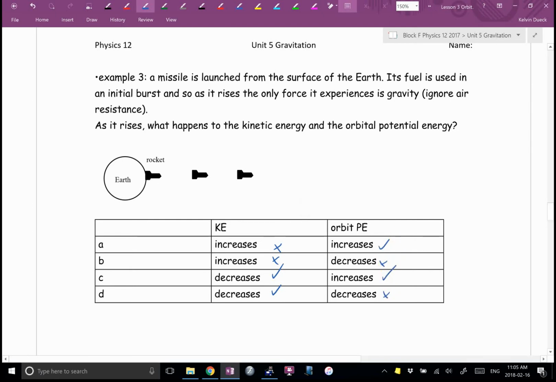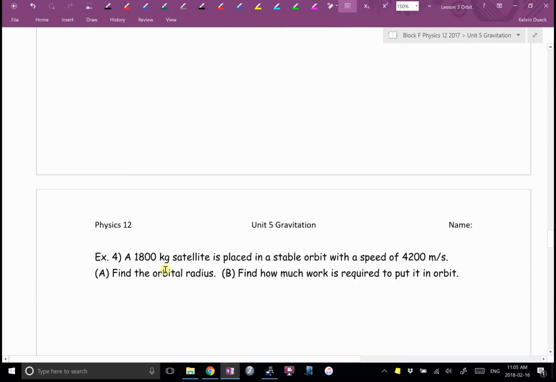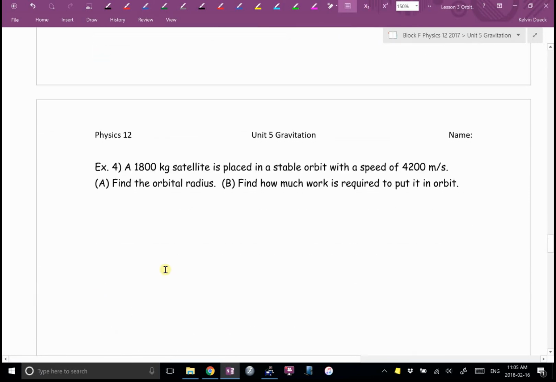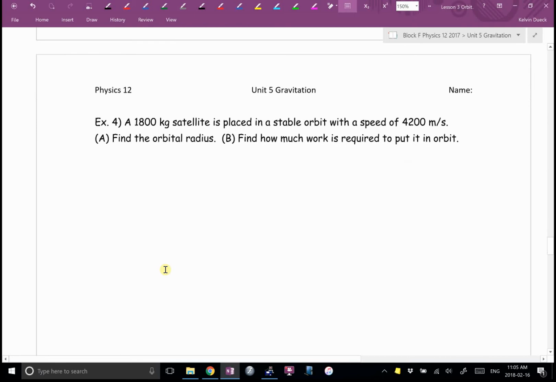What's the correct answer? For some reason, I left a whole bunch of room on this page. I don't know why, but you know why? Because we need a whole bunch of room for this next question. That's why. I like example 4. Example 4 is a nice question. And what I mean by that is I am going to ask you how much work is required to put something in orbit, which is what B is asking me to find.